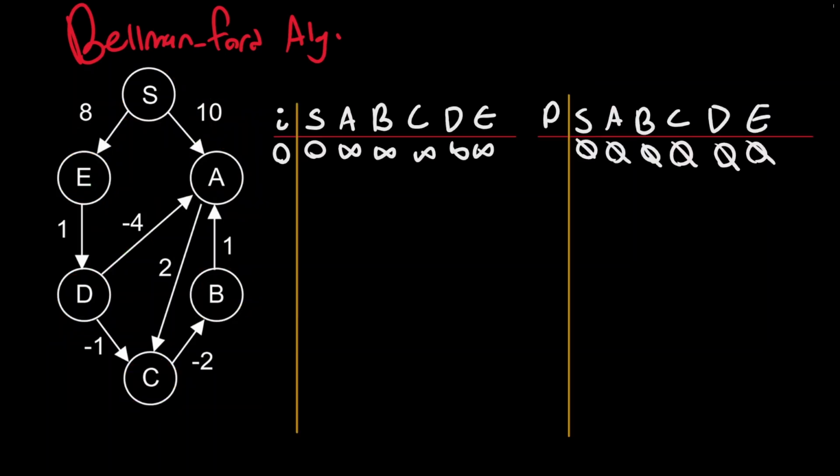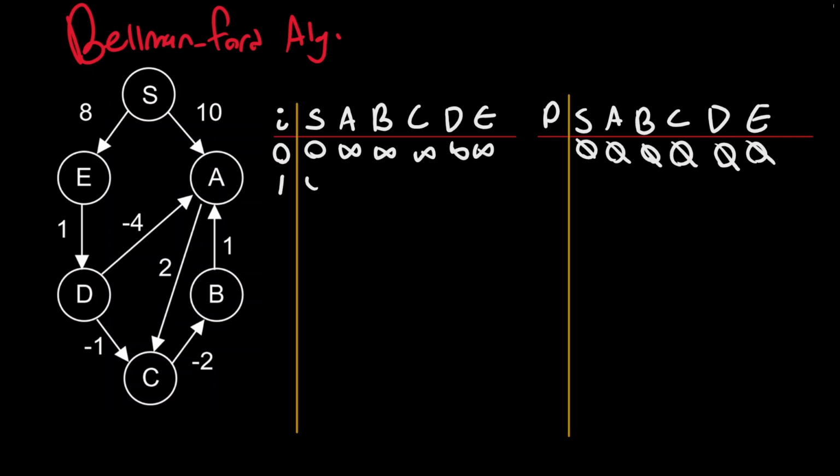We see that our setup here is going to be 0 through infinity because our starting node is always going to be 0, and everything else is infinity because we haven't reached it yet. And then for our parents table, everything is going to be null, and for S, we're going to see a recurring pattern of S always being null because it is the starting node, so it isn't going to have a parent. Now, we're going to start with our first iteration.